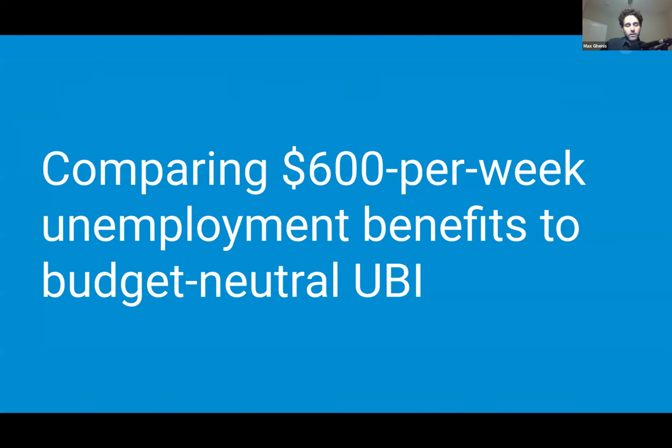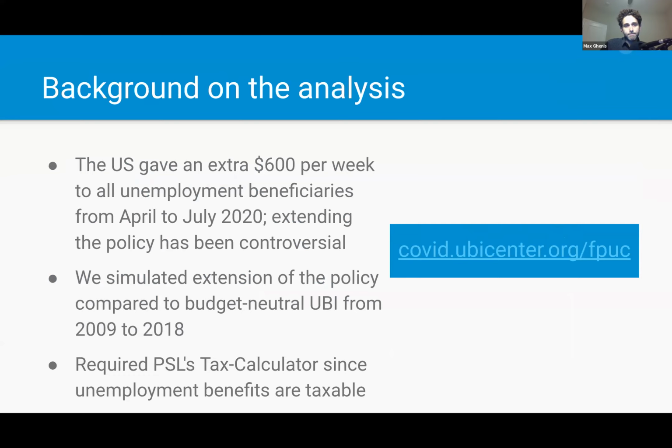The next analysis we ran looks at the $600 per week unemployment benefits that ran from April to July 2020. This was one of the most controversial, also a very generous program that the US had as part of the CARES Act. So we simulated extending the policy, which there's been a lot of appetite for, comparing it to a budget neutral UBI, so giving everyone a smaller amount, but with the same aggregate cost, looking backwards from 2009 to 2018, where we have the best data on poverty.